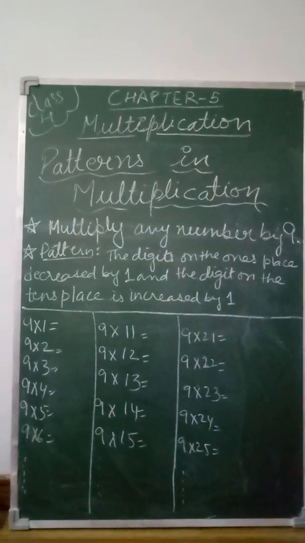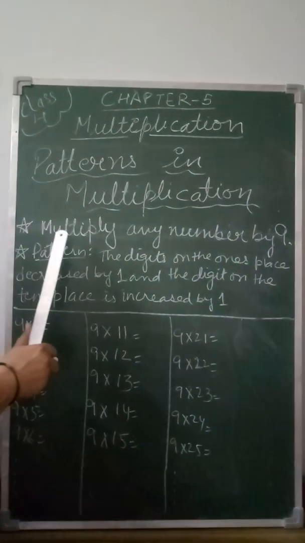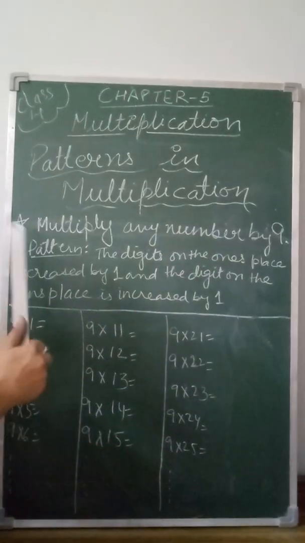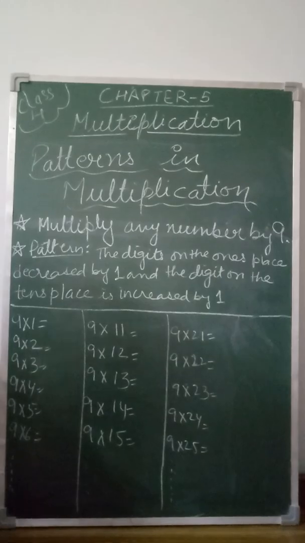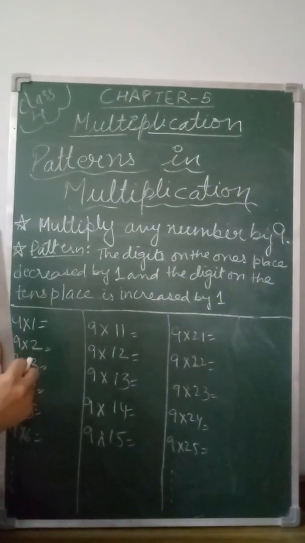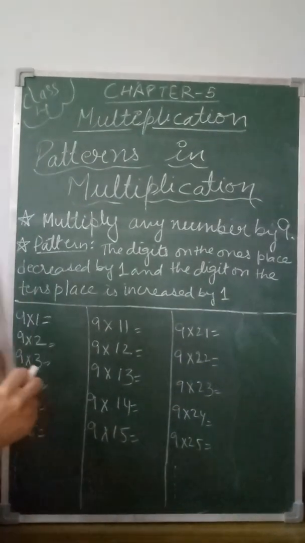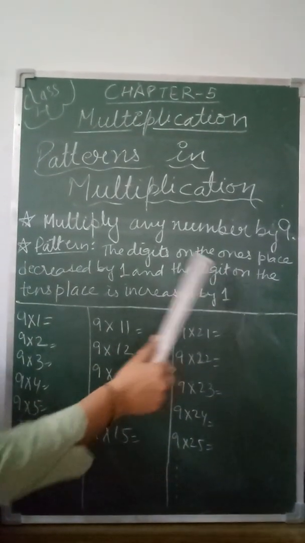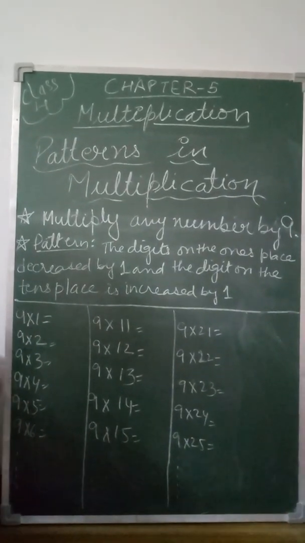Let's check the second pattern. The first pattern is multiplying by 11, and the second pattern is multiplying any number by 9. Again, we don't do the full calculation; we find the answer directly using this pattern. The digit in the tens place is decreased by 1 and the digit in the ones place is increased by 1. Let's see how.